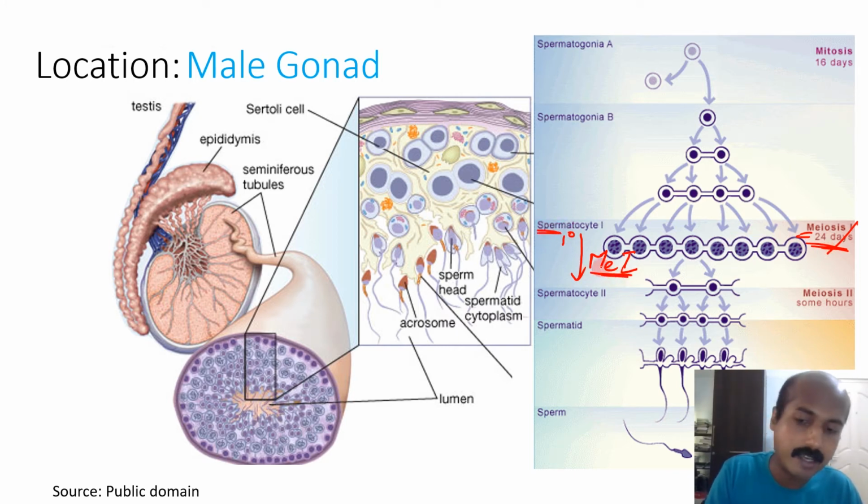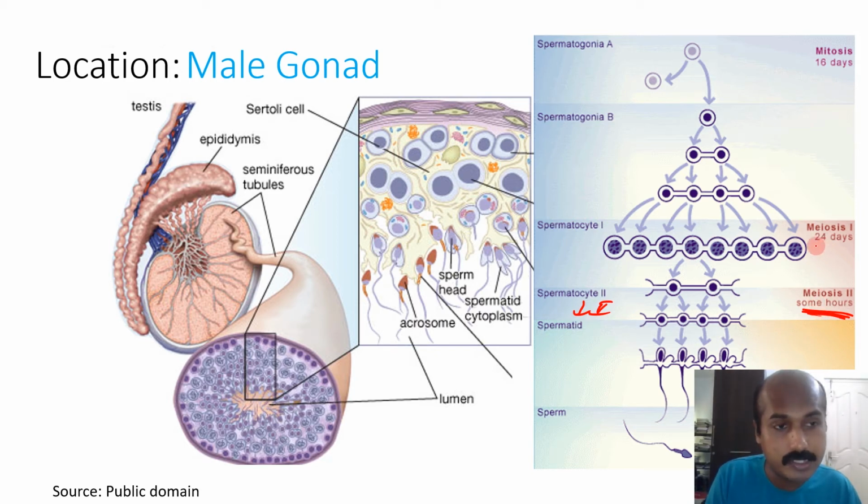So the primary spermatocyte undergoes meiosis 1. This is an often asked MCQ: does the primary spermatocyte undergo meiosis 1, mitosis, or meiosis 2? Don't forget, the primary spermatocyte undergoes meiosis 1, and the product is a secondary spermatocyte. The secondary spermatocyte undergoes meiosis 2. Here meiosis 2, in contrast, occurs only for some hours, but meiosis 1 occurs for 24 days.